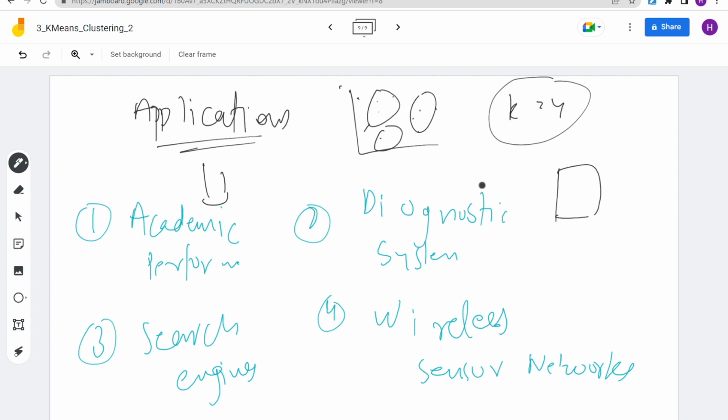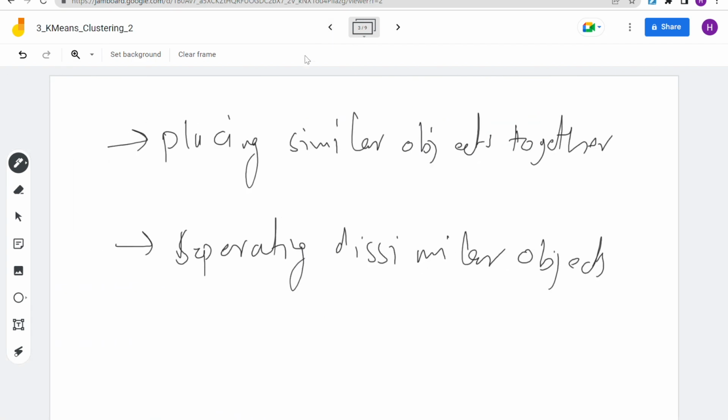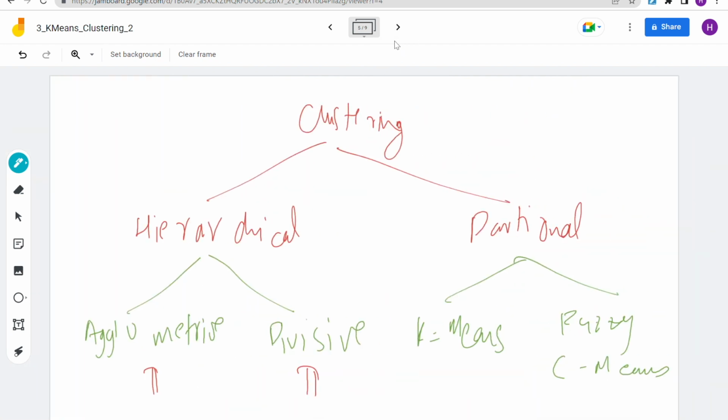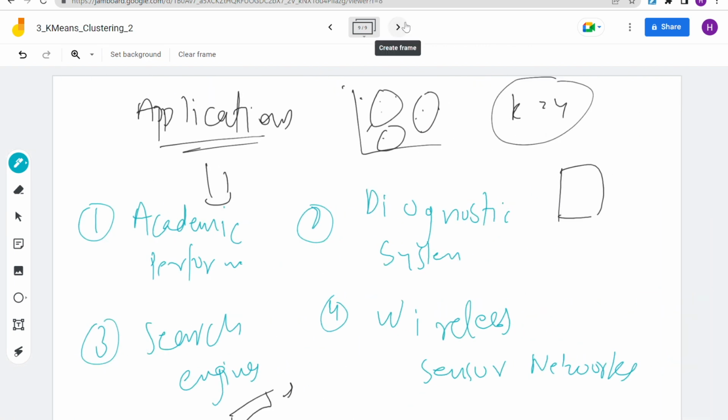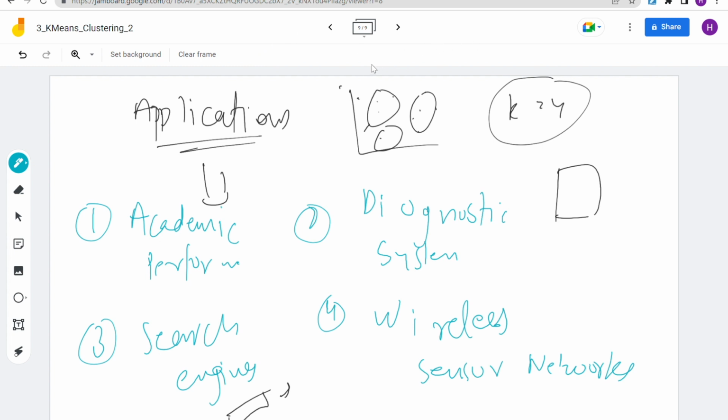Another is the search engine. What does a search engine do? It takes your search query and tries to match all the similar things. What we have learned here is that k-means is placing similar objects together, right? Similar objects together. This is all happening in search engines also. Let's say you search k-means, so it will search all the things which are related to k-means. And another is wireless sensor networks. Okay, so this is another example of it.